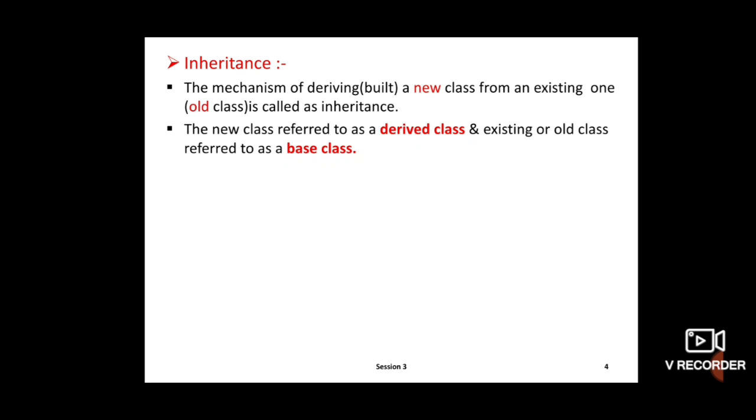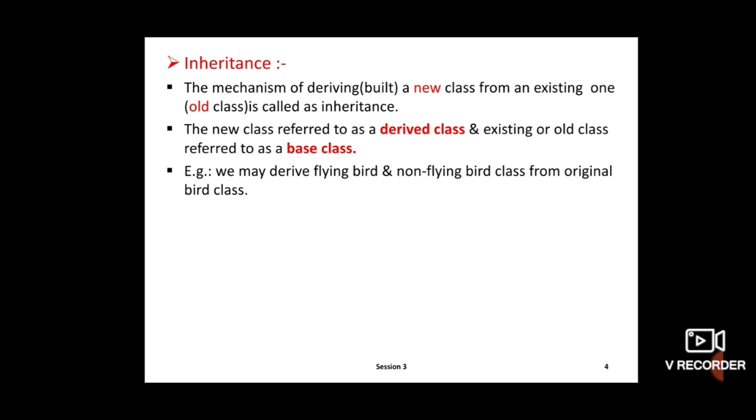In inheritance, see the example. Inheritance means you can create a new class from a base class. You can create a derived class from a base class. The new class is also called a derived class, and the old class is also referred to as a base class. For example, derive flying bird and non-flying bird classes from the original bird class. This is an example of inheritance. Students, we will see this topic in detail later.